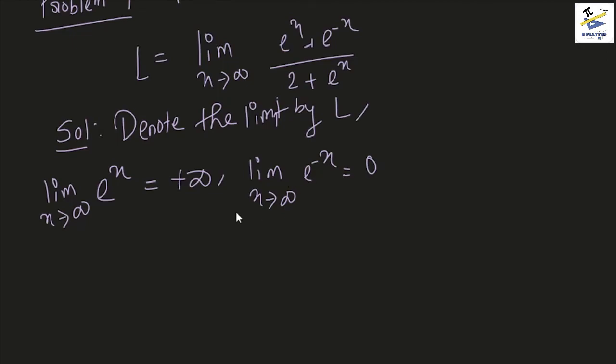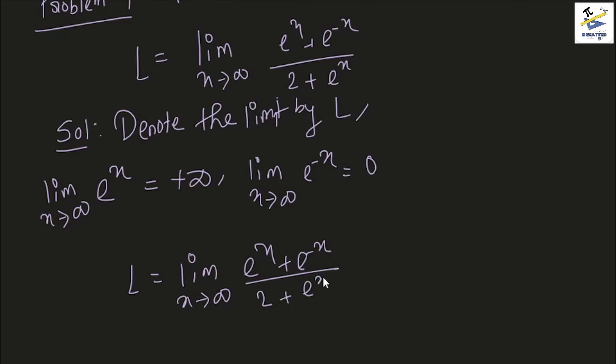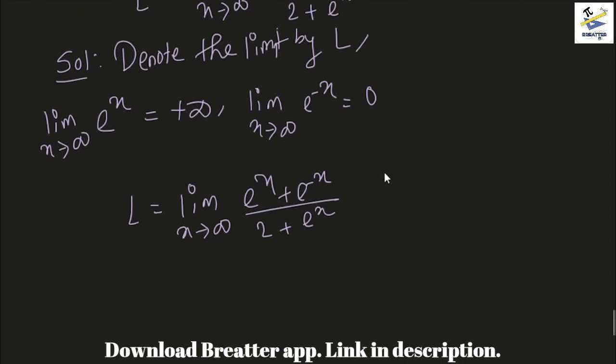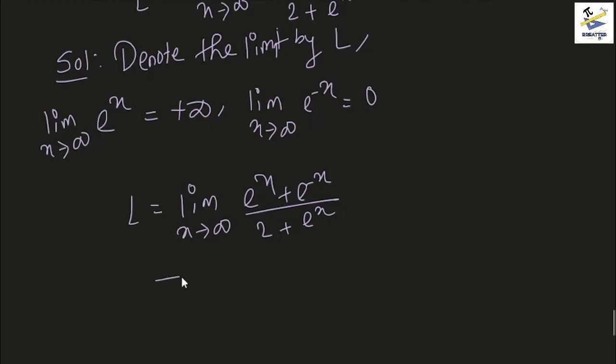So let's begin. L equals limit x tends to infinity of (e to the power x plus e to the power minus x) divided by (2 plus e to the power x). What we can do is try to convert them into as many e to the power minus x terms as possible, because that way we will get a notion of 0, which is at least a number we can work with, and we cannot actually work with infinity, right? So dividing up and down by e to the power x would be something like this.